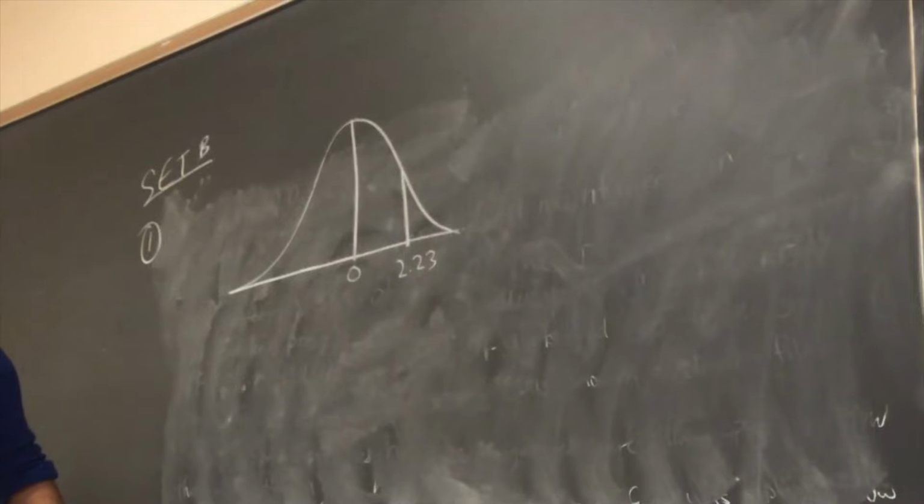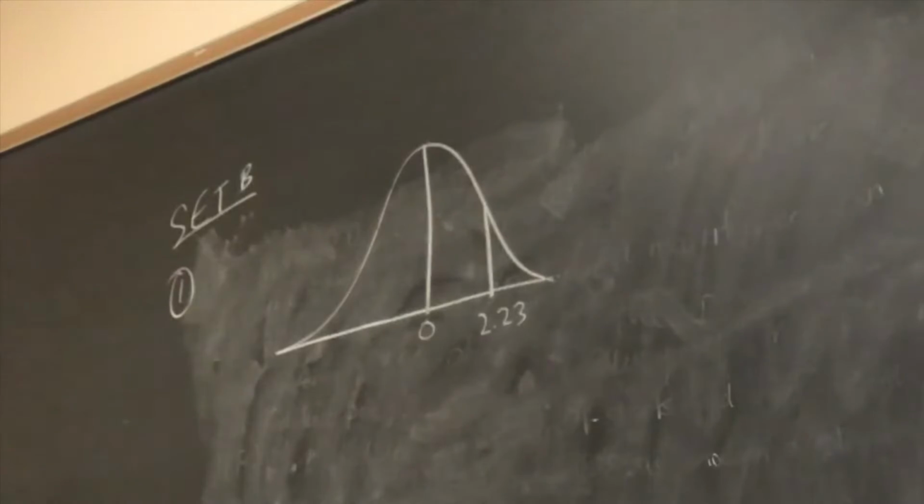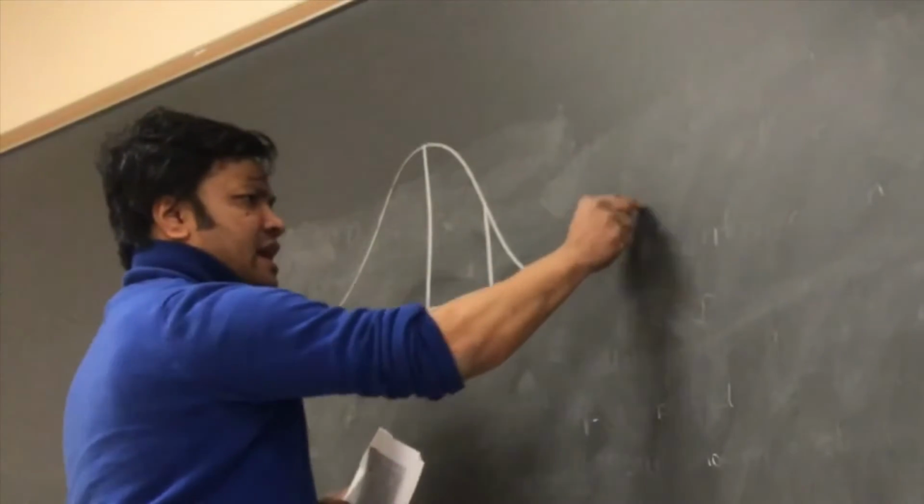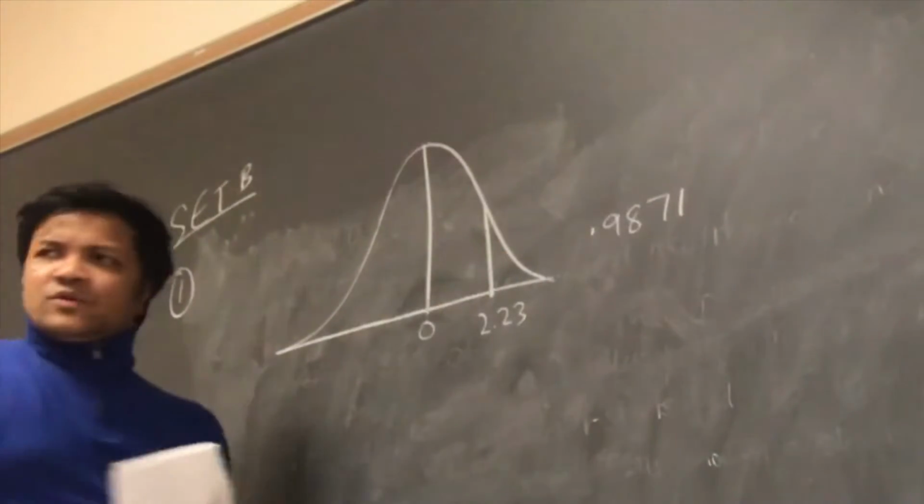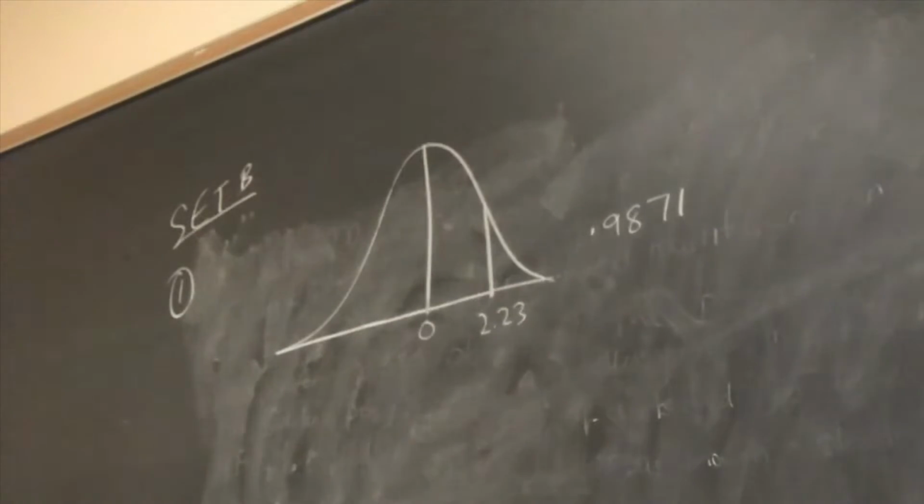So what are you going to check? You're going to check the Z table. Can someone tell me what you see? 2.23, 0.9871. So you have 0.9871. What do you do with 0.9871?